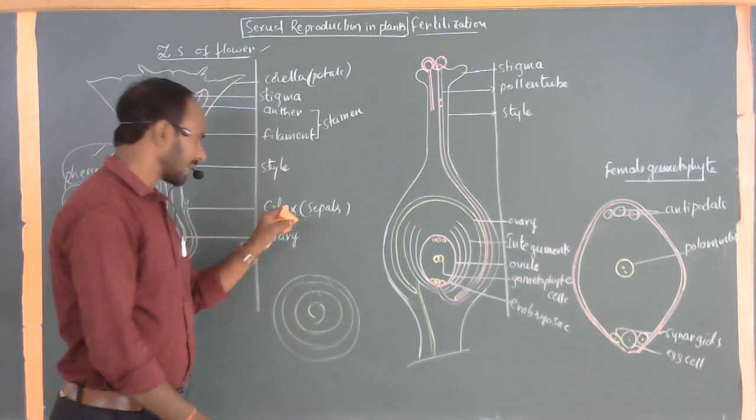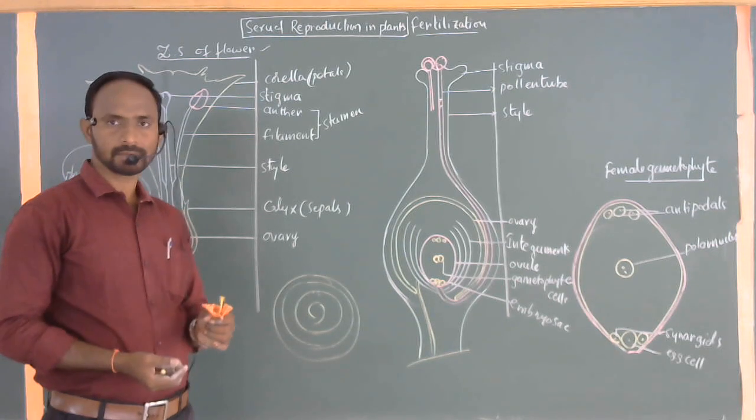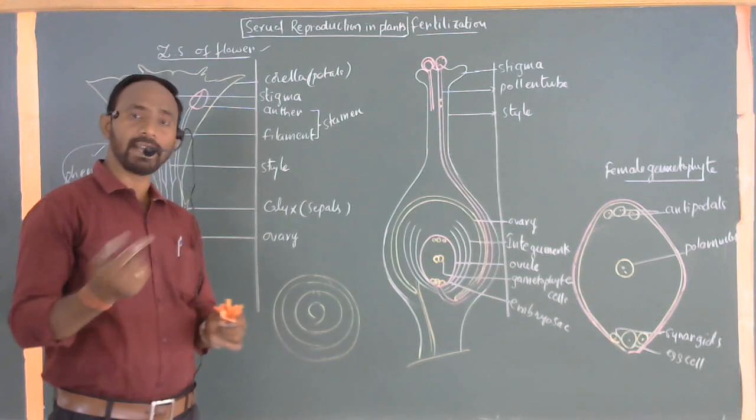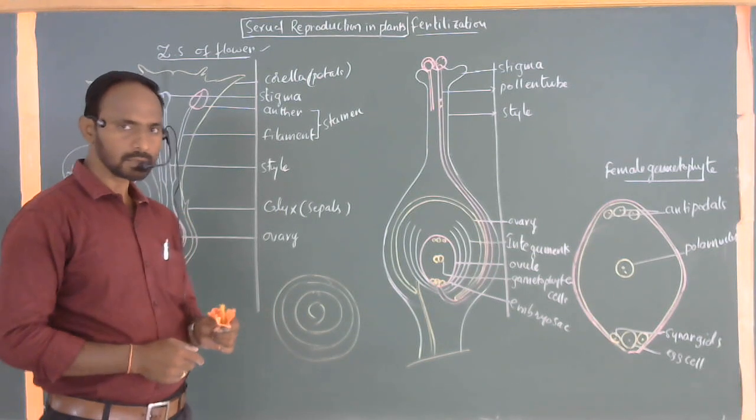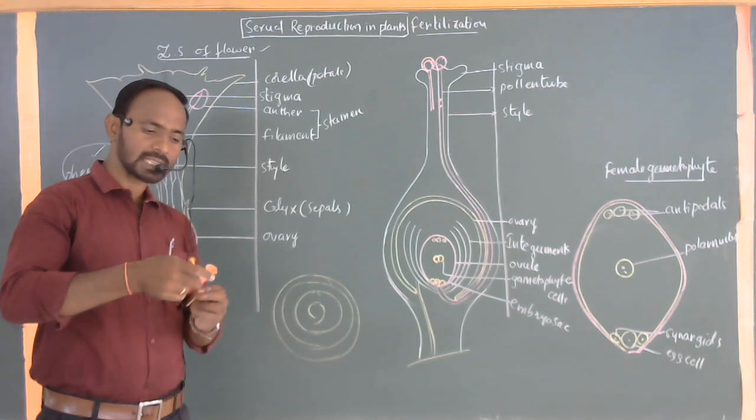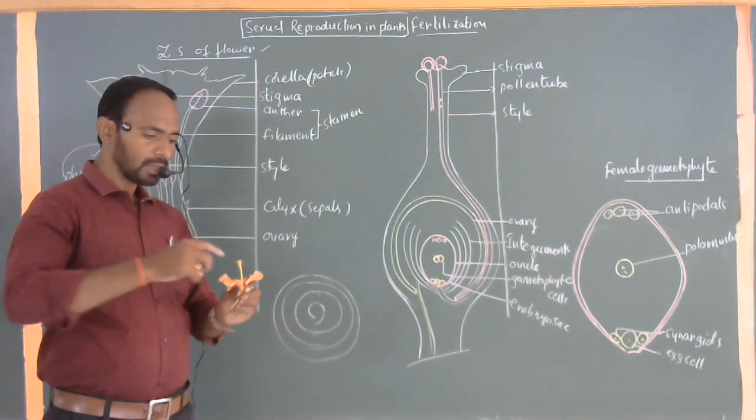First ring is called the calyx or sepals. Second ring, these are the bright colored ones. The coloring and appearance of the corolla or petals may vary from flower to flower. Okay, so for example, individually, this one is called a petal.